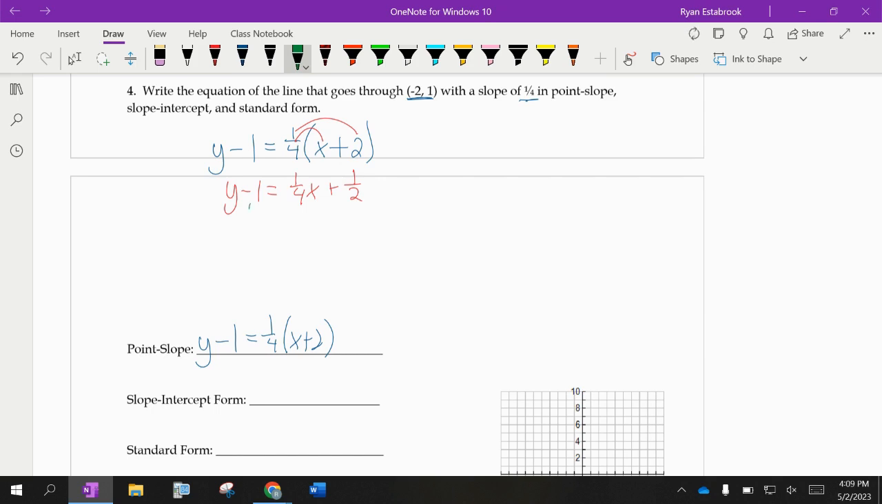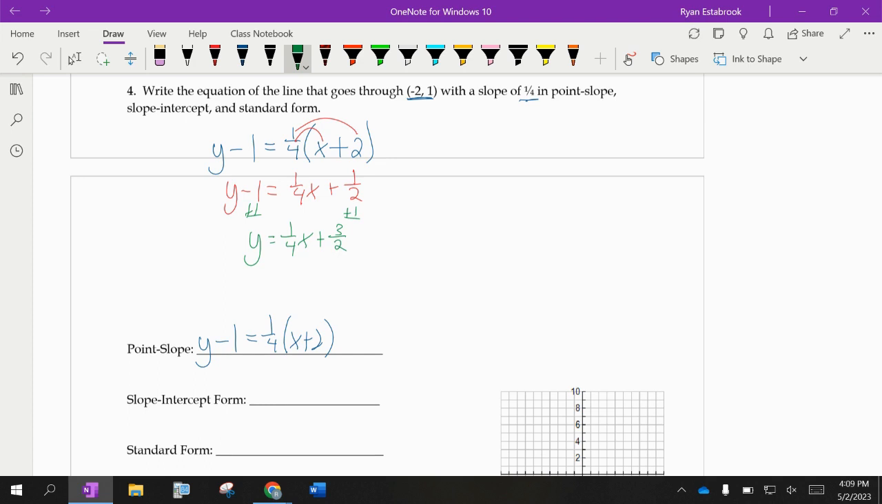Next, we need to add 1 to both sides to get the y by itself. So y equals 1/4 x plus 1/2 plus 1. I could use my calculator, or I could try to combine. 1 plus 1/2 is 1.5, or I could call it 3 over 2.